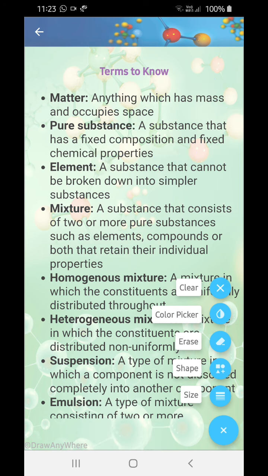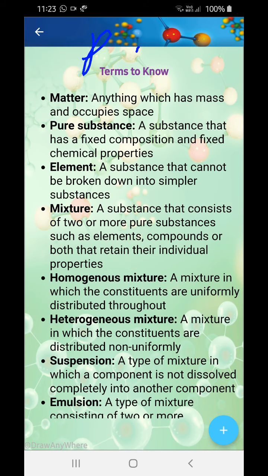Pure substances can be broken down into elements and compounds. So what is an element? An element is a substance that cannot be broken down into simpler substances. Means if we break a chemical, then we'll find that it has the same type of molecules. So it cannot be broken down into any kind of different atoms, by physical means also and chemical means also.